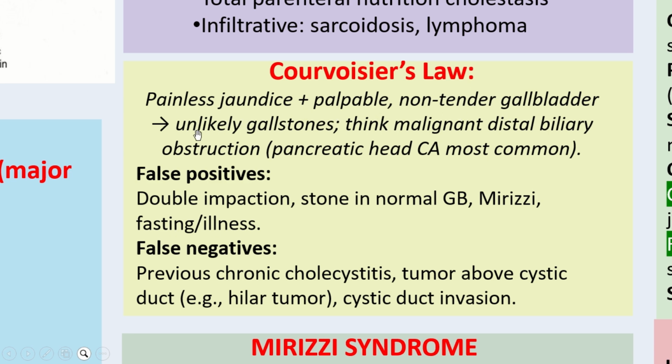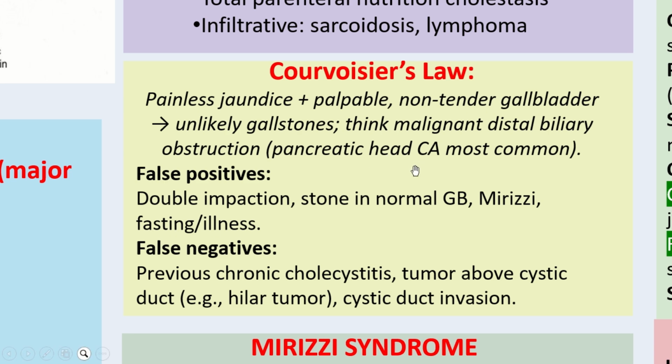So if it's not due to stones, you want to think it is a malignant distal biliary obstruction. And most commonly, that is pancreatic head cancer. But as we have seen, there are other cancers around there that can cause this obstruction. The pancreatic head cancer is the most common.